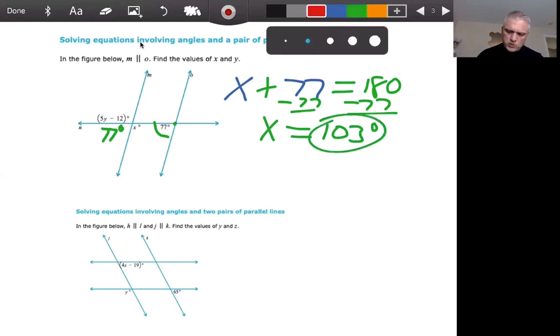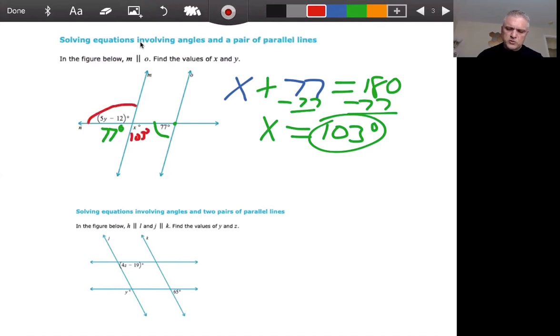And if I know x is 103, now you can relate it to this 5y minus 12 angle, because 5y minus 12 is vertical with x, or vertical with 103. Vertical angles, you learned in the last unit, are congruent. Right? So 5y minus 12 has got to equal 103. Right? Let's add 12.